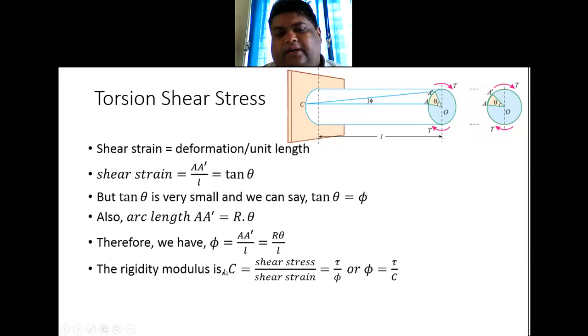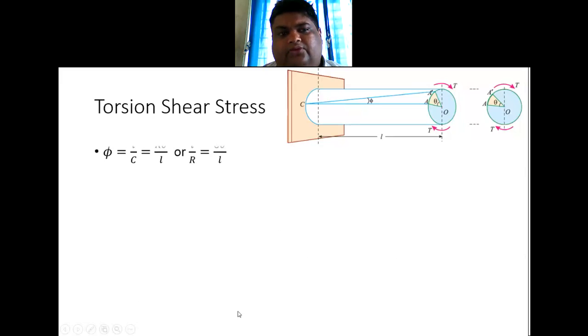And rigidity modulus is defined as shear stress by shear strain, that is tau by phi, or from this I can say phi is equal to tau by c, shear stress by rigidity modulus. Now I am equating this and this equation. So we get phi is equal to tau by c, which is equal to r theta by L. I'm just rearranging it as tau by r is equal to c theta by L. C is the rigidity modulus.